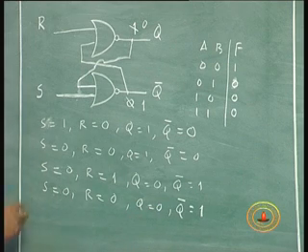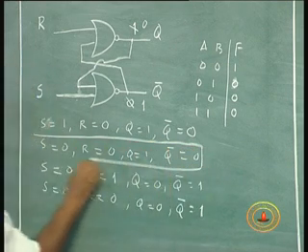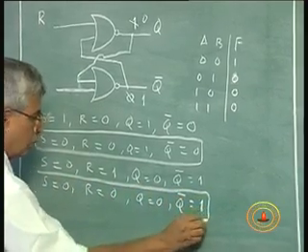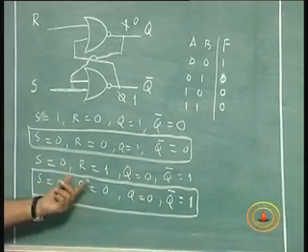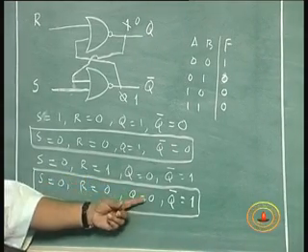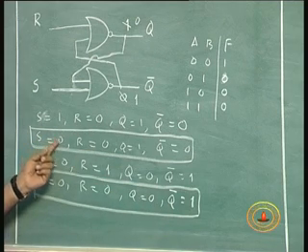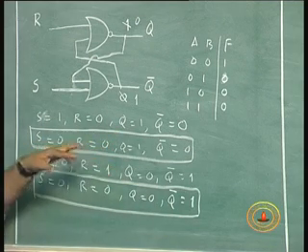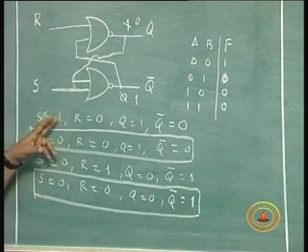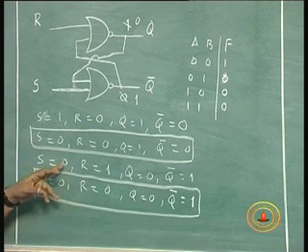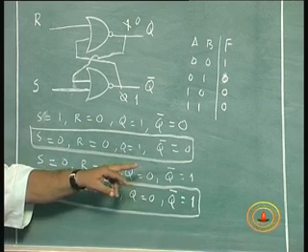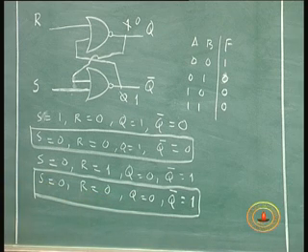Now, this is a very clear case. Take these two cases. S is 0, R is equal to 0, output is 0, 1. In this case, S is equal to 0, R is equal to 0, output is 1, 0. Why? Because the previous output was 1, 0, which results in output of 1, 0. In this case, the previous output was 0, 1, resulting in output of 0, 1. So, the condition of S equal to 0, R equal to 0 corresponds to the condition where the output will remain unchanged from what it was earlier.